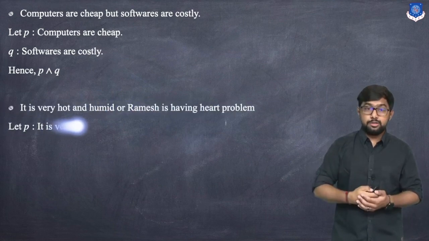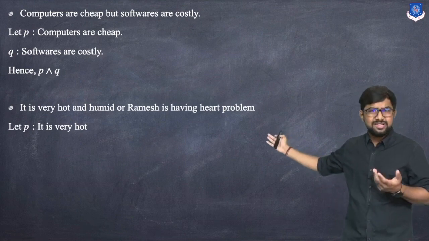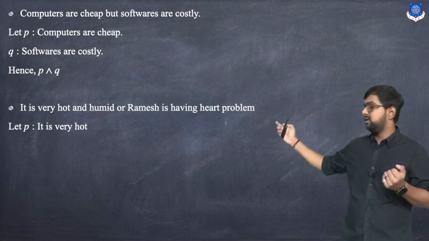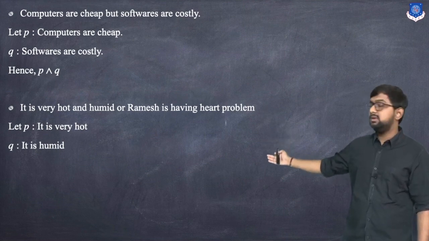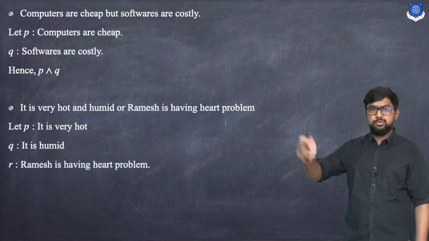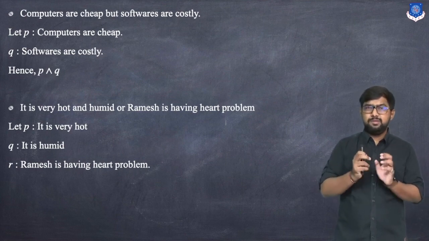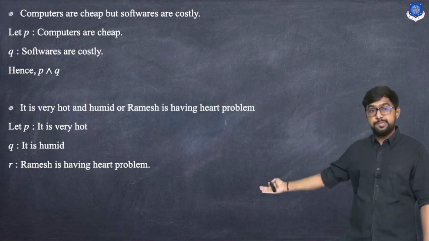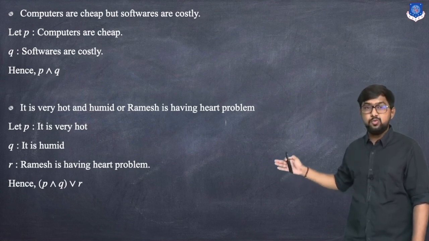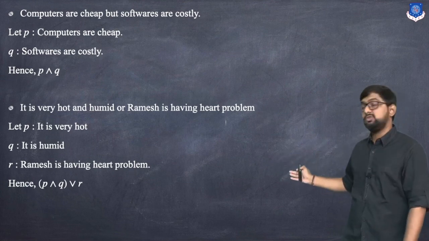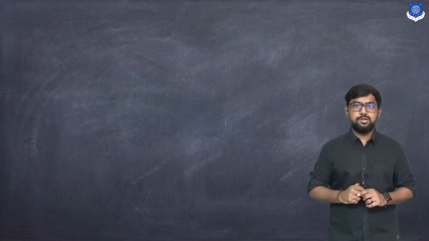Now, it is very hot and humid, or Ramesh is having heart problem. Let us divide it into how many parts? I think there will be 3. Let P equal it is very hot, then Q, it is humid, and third one, Ramesh is having heart problem. So what will be the propositional form? It is very hot, so that means P. Then it is humid, and Q. Or Ramesh is having heart problem, so R, that means or R. So P and Q in a bracket, or R. So this will be the propositional form.